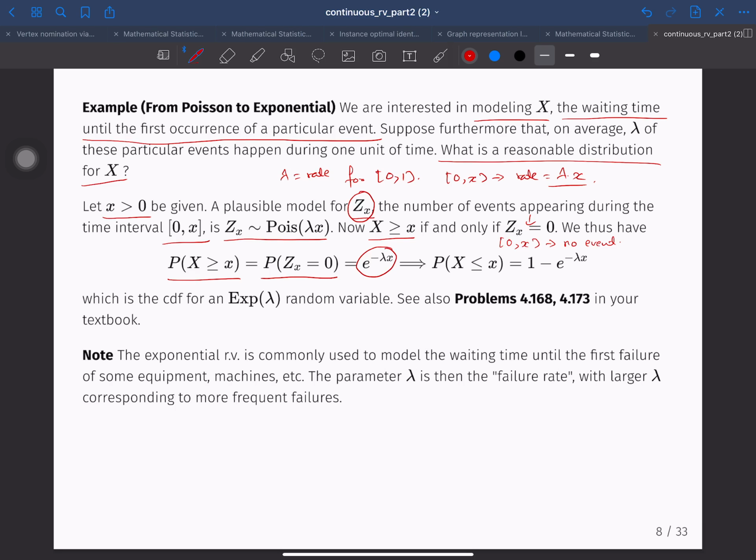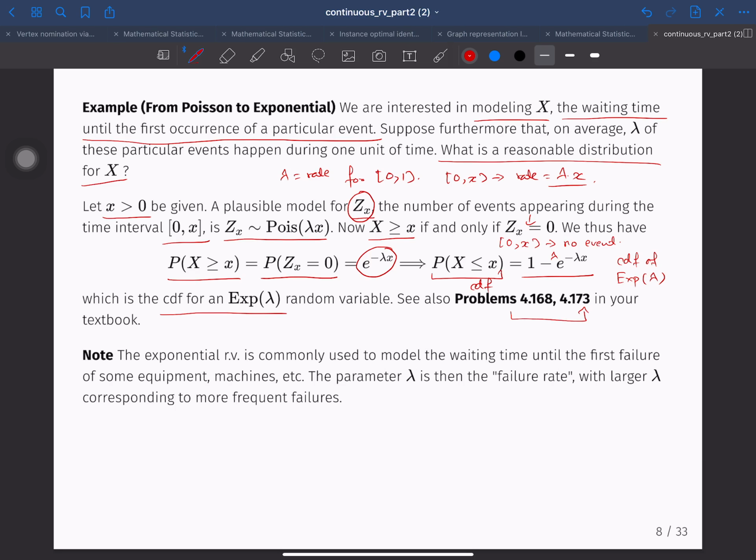And so therefore, the CDF can be written in this form, and this is nothing more than the CDF of an exponential. So there should be a lambda here. That's a typo, it should be 1 minus e to the minus lambda x. I will try to fix the typo in the lecture notes. So like we said, that is the CDF for an exponential random variable. And so please see problems 4.168 and 4.173 in your textbook that go through the same derivation.